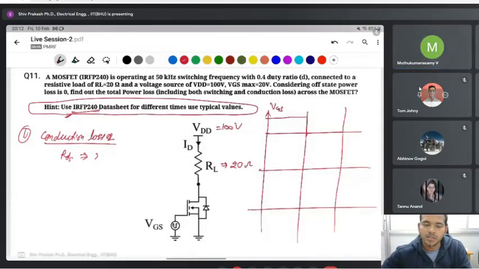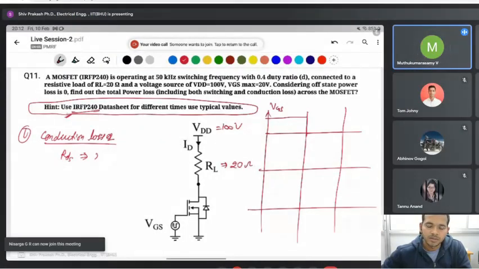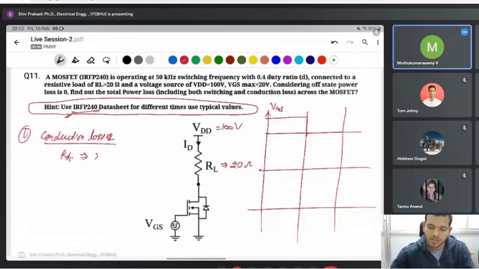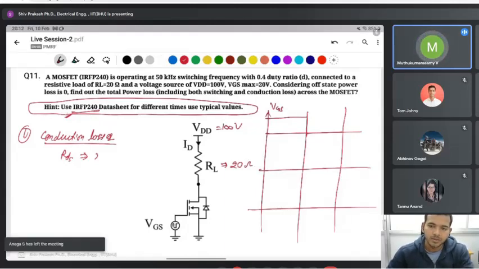Sir? Yeah. Sir, I have a doubt regarding the beta equal to infinity that you said to assume in the previous problem. Sir, if IB is 0 and beta is infinity, how can we conclude that IC has a finite value, sir?